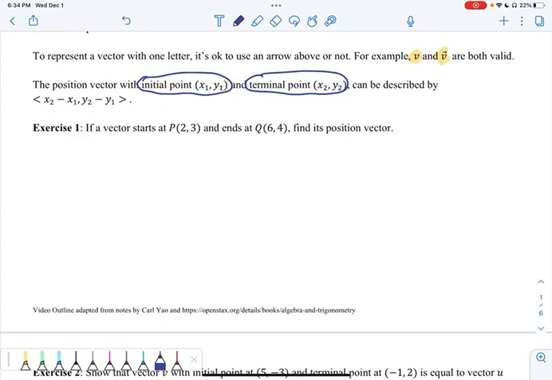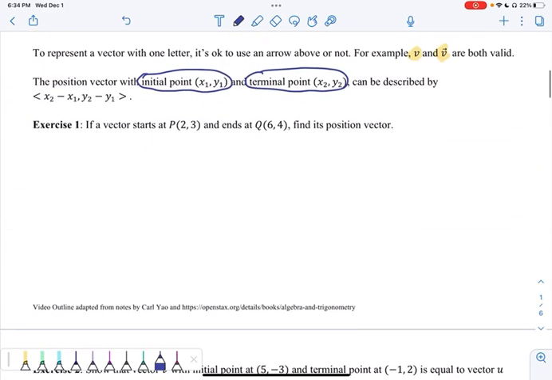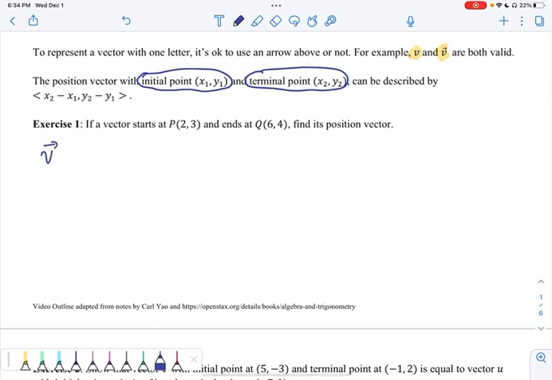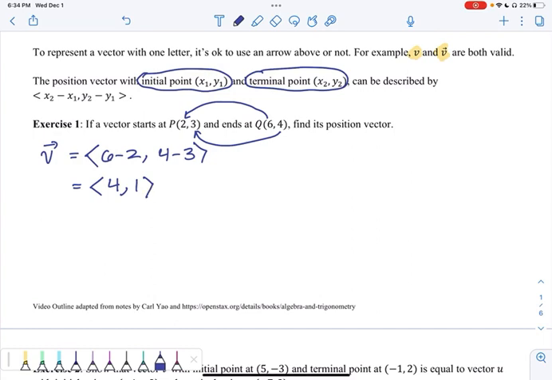So we don't have a name for it, but we can certainly call it, say, v. And then I'm just following what it tells me. It says x2 minus x1. So x2 minus x1 for the first position, and then y2 minus y1 for that second position. And so this gives us the vector ⟨4, 1⟩.